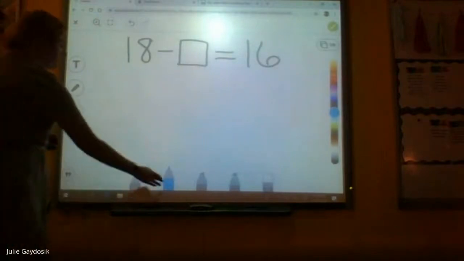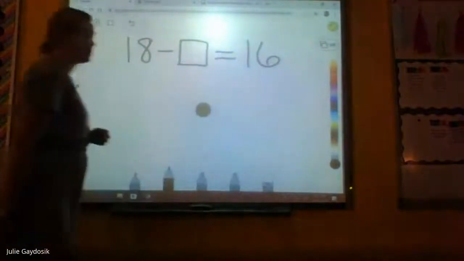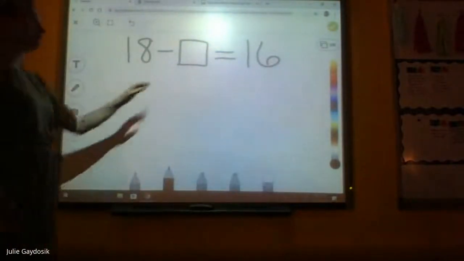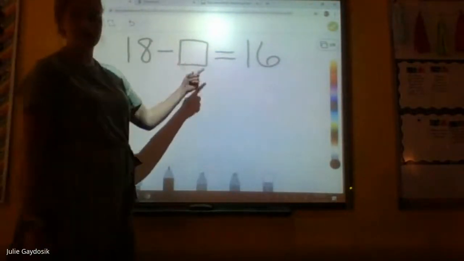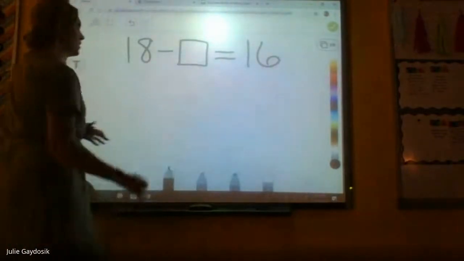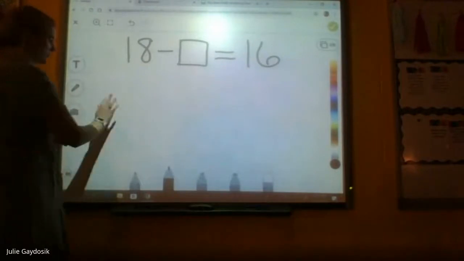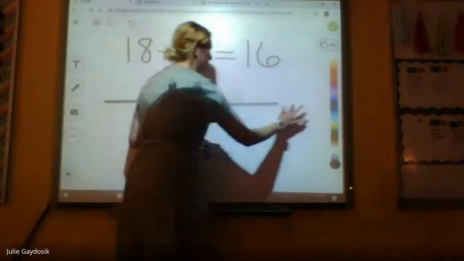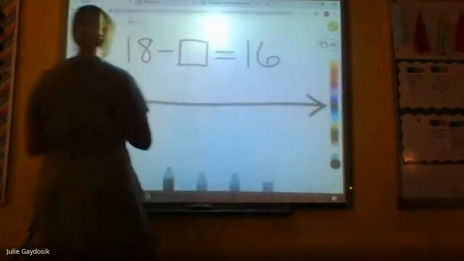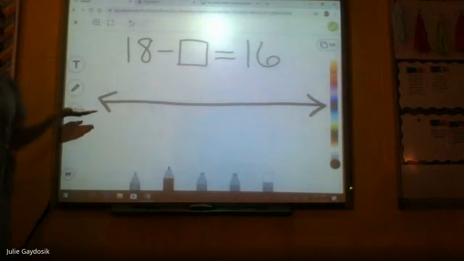Now to solve this problem, I'm actually going to use an open number line, because I think when solving this missing change, which is that second missing number, for subtraction, it's so much easier to do an open number line than to do circles. So, this will help you when you're in second grade too. Okay, there's my open number line.